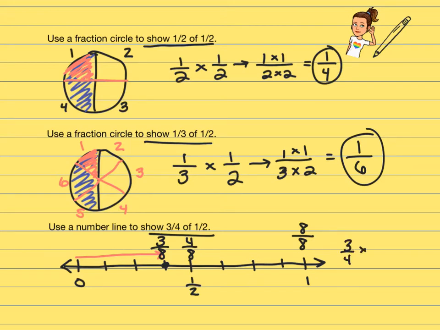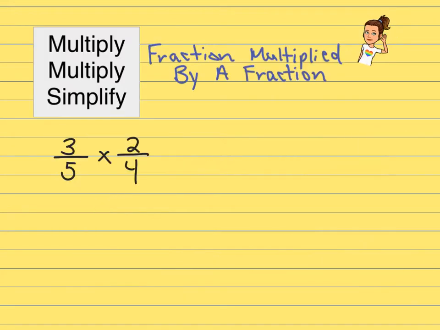3/4 times 1/2. We're going to multiply the numerators and we're going to multiply the denominators. 3 times 1 equals 3 and 4 times 2 equals 8. Yes, 3/8. Now that we can trust that algorithm, let's use it to multiply a fraction by a fraction. Here are the steps to the algorithm. Step 1, we multiply the numerators. Step 2, multiply the denominators. Step 3, simplify. 3/5 times 2/4.